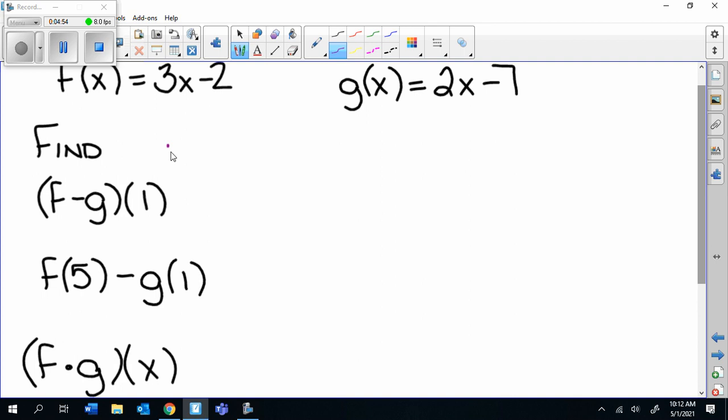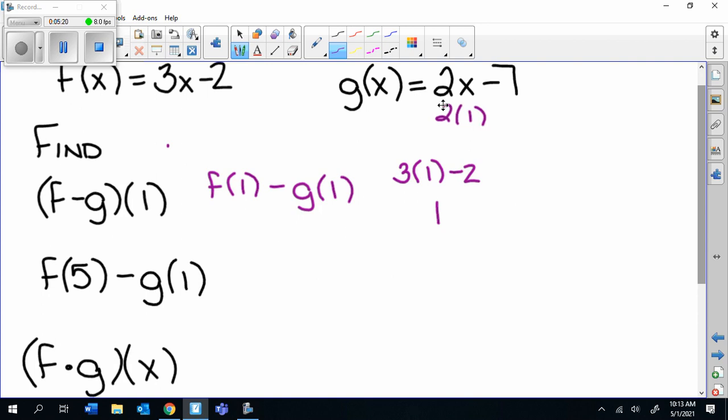All right, so here we're going to take f of x, we're going to plug in 1. We're going to plug in 1 for the g of x, and then we're going to just subtract the answers. So 3 parentheses 1 minus 2 is 3 times 1 is 3, take away 2 is 1. If I plug in 1 right here, 2 times 1 is 2, take away 7 is negative 5.